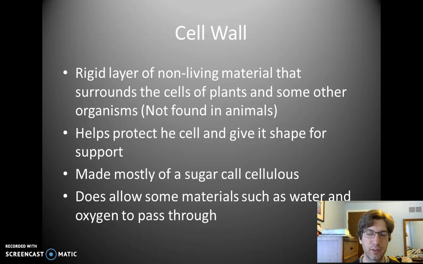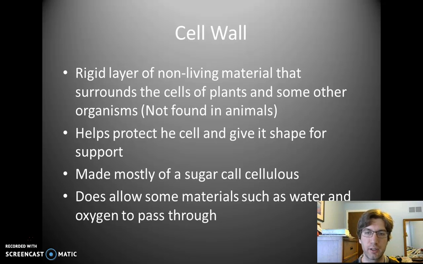Some protists might. Again, some bacteria might as well, but in the grand scheme of things, it's mostly found in plant cells. This cell wall is mostly made up of a sugar called cellulose, and we'll get into sugars later in this chapter, but anything that ends in OSE, like sucrose, dextrose, cellulose, fructose, those are all sugars, so keep that in mind. Your basic sugar would be glucose.